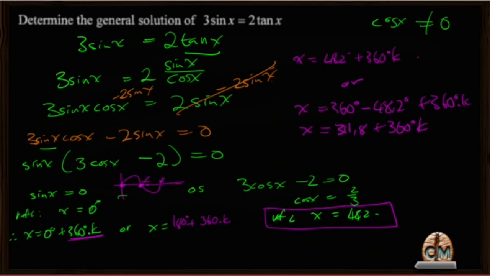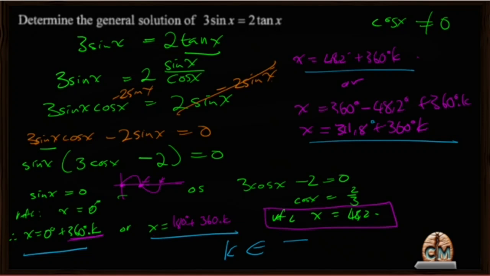So in conclusion, x is equal to 0 plus 360 degrees times k, or 180 plus 360 degrees times k, or 48.2 plus 360 degrees times k, or 311.8 degrees plus 360 degrees times k. And never forget, k needs to be an element of the integer set, and that's what turns it into a general solution because we are accounting for the periodicity of the trig function.